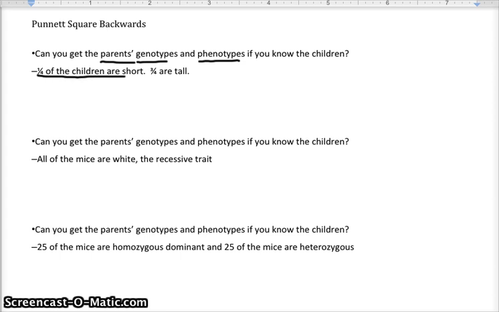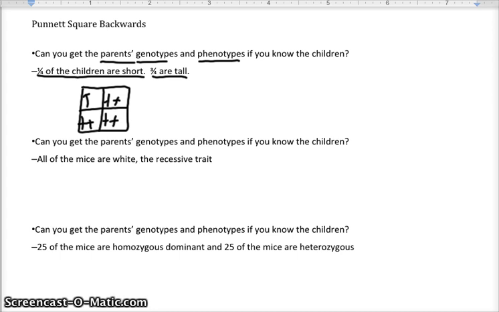Alright, so 1/4 of the children are short, 3/4 are tall. What does that look like? If you remember your pedigrees, there's no way we can get this. Alright, so don't write this down. You can't get that and have that. There's no physical way. If we put a big T here, it would have to go into those boxes. So tall cannot be the short.